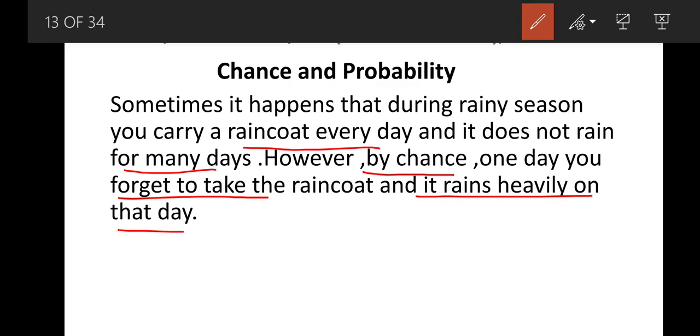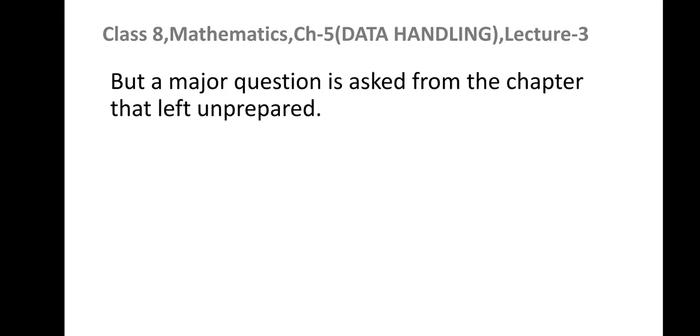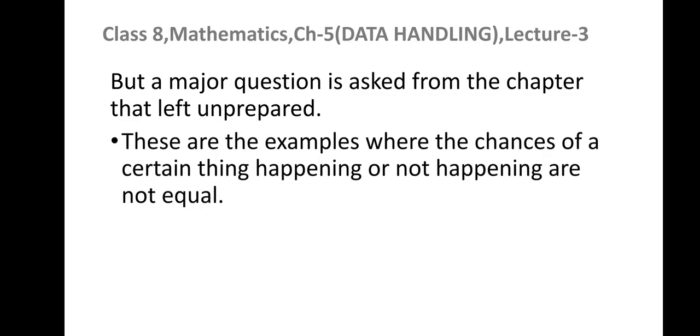It may happen. Let us take another example. Sometimes it so happens that a student prepares 4 chapters out of 5 very well for a test. These are normal situations where you can understand these chances and the probability concept very easily. But a major question is asked from the chapter that was left unprepared. It may happen. So these are examples where the chances of a certain thing happening or not happening are not equal.